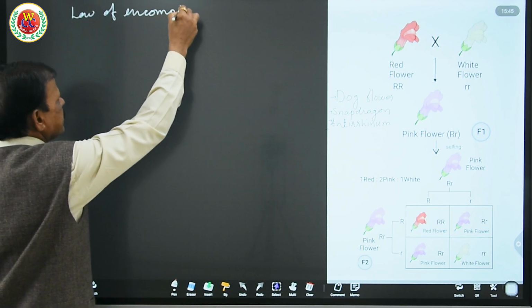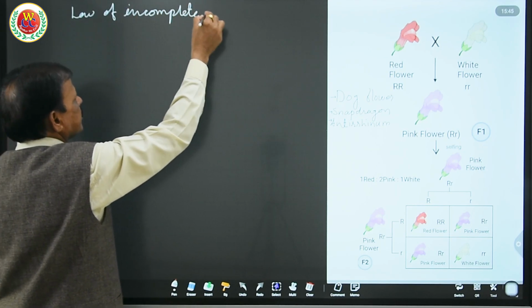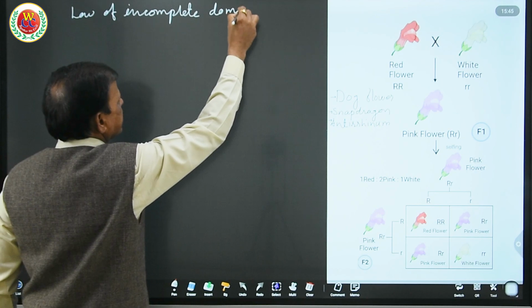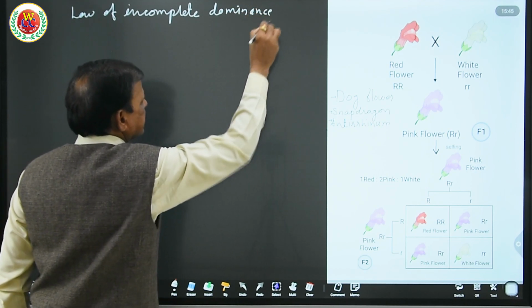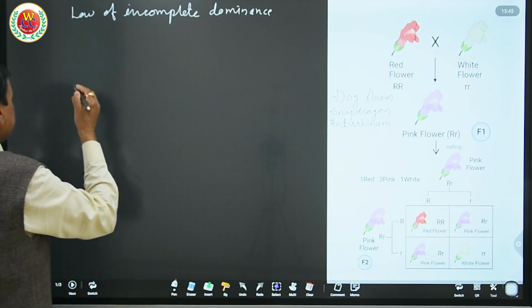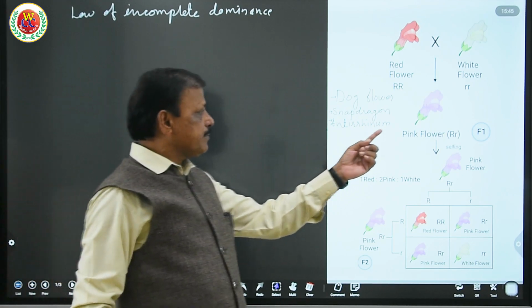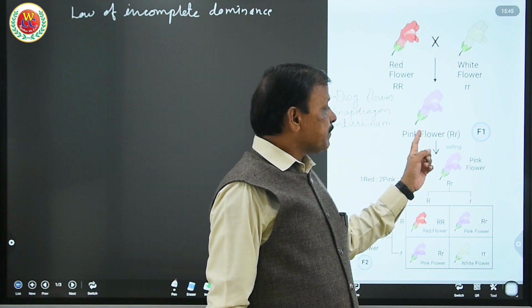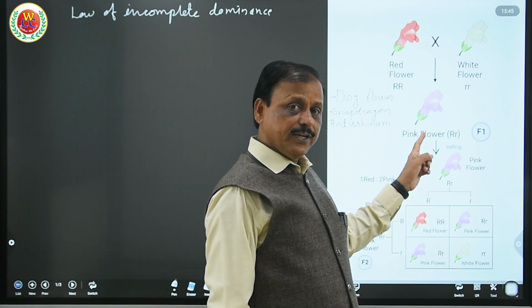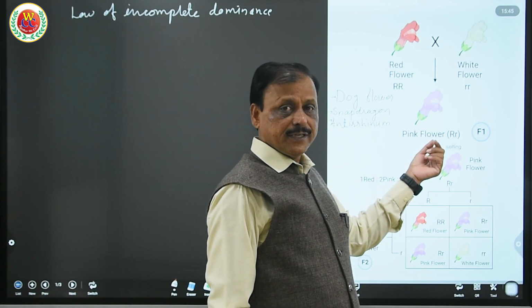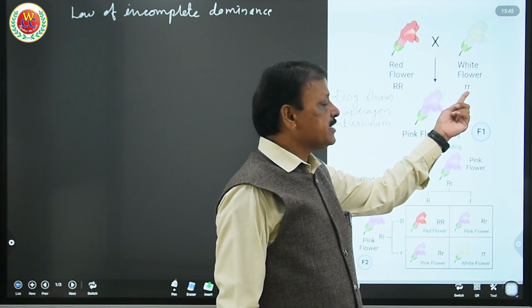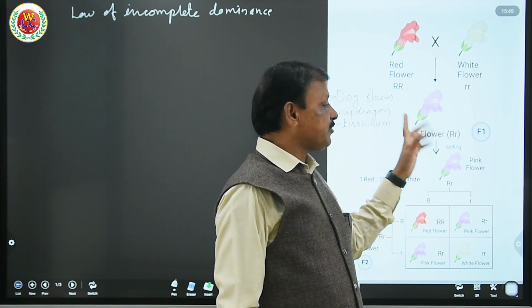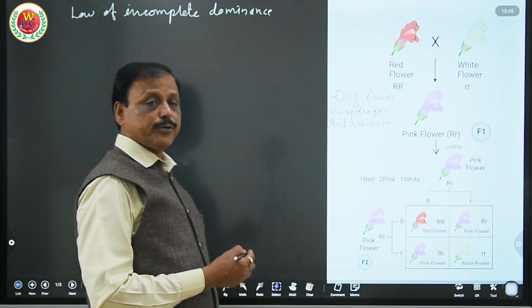The law of incomplete dominance can be defined as: none of the allelic pair of genes, that is either capital R or small r, completely represents or is fully dominant, but both capital R and small r equally contribute to form the intermediate color, that is known as the law of incomplete dominance.